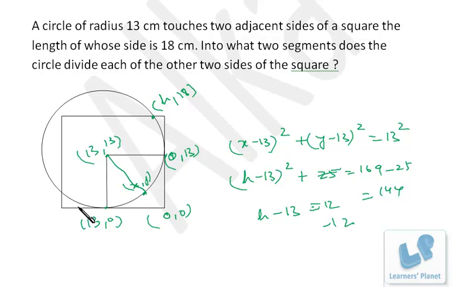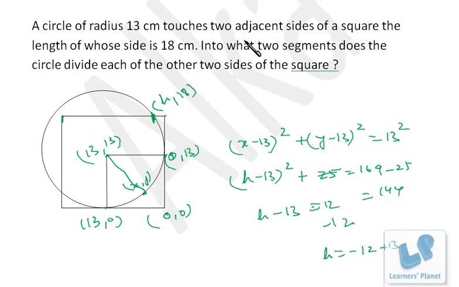this maximum length is 18, right? So h will be minus 12 plus 13. So h will be 1. So the coordinates of this point will be 1 and 18. Okay. So this point is 1, that means this length, the total length is 18, so this length is 1. So this length must be 17, right?